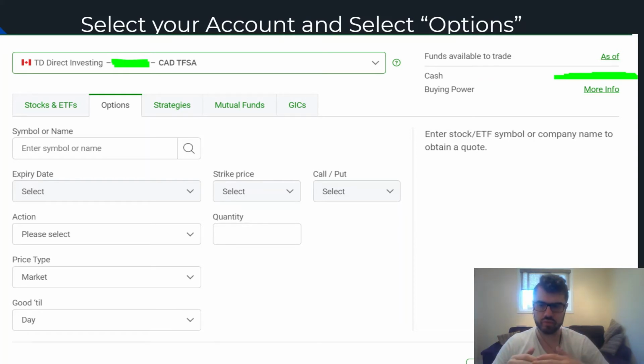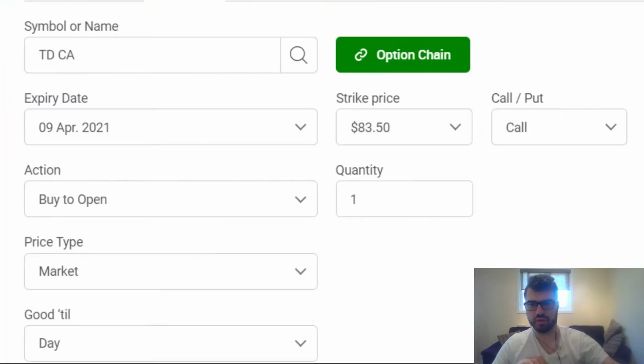Price type is going to be up to you. Normally with options, you do want to set a limit unless it's a very, very highly traded options, because it's not like stocks where the spread between the bid and the ask is very small. This is a larger spread, okay? And the good till, usually you leave it on day.